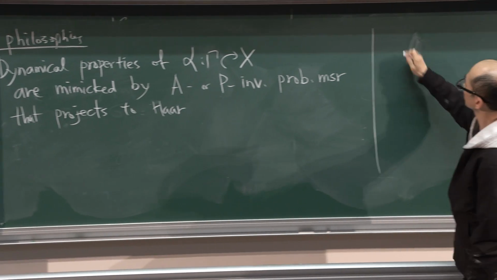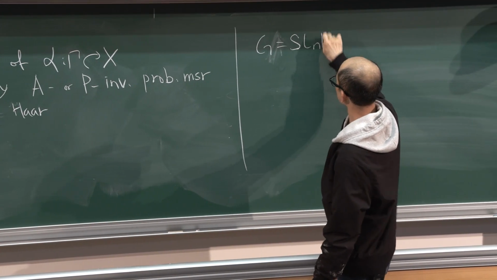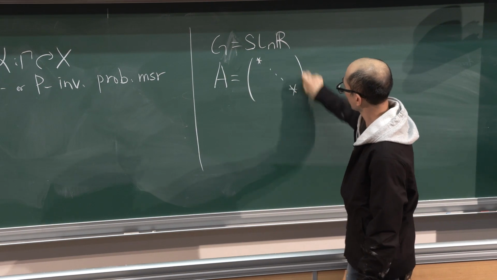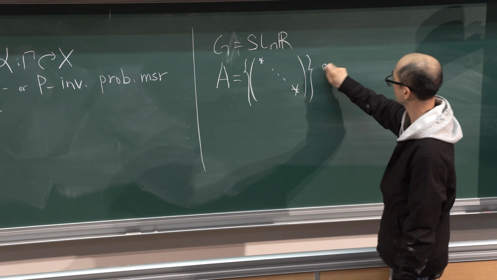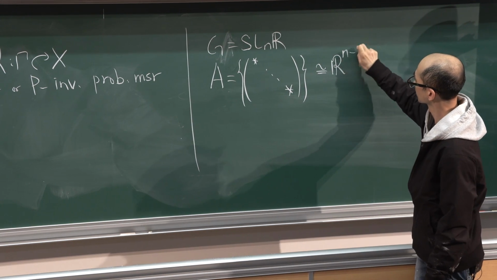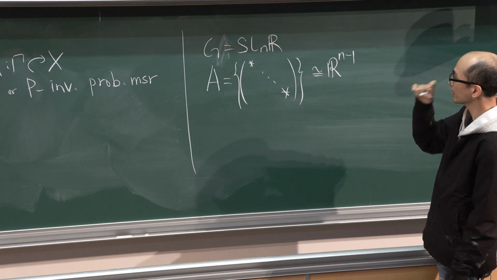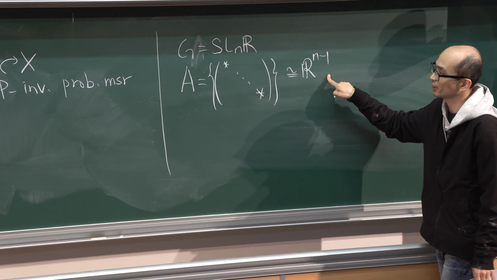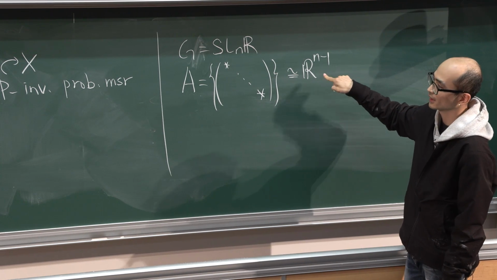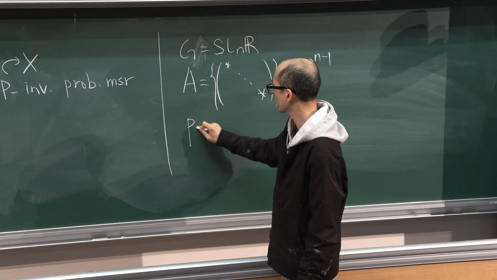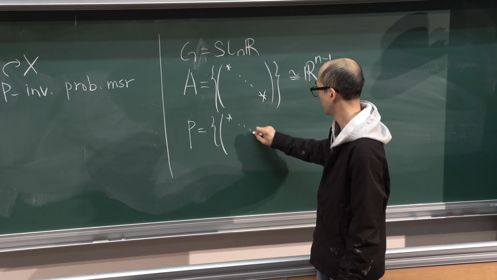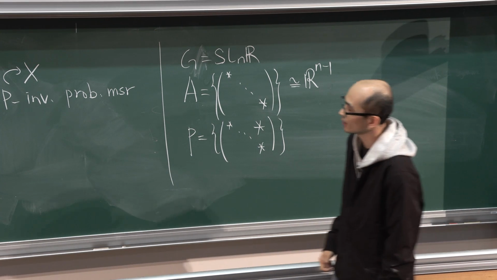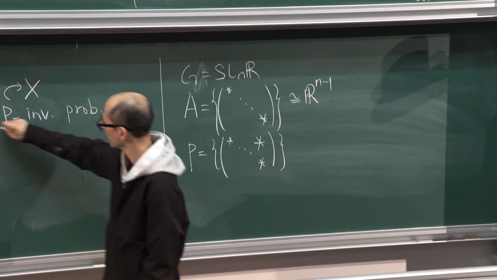Here, A, now I only care about SL and R. So A is diagonal matrices, and this is R to the n minus 1. And because n minus 1 is at least 2, this is rank at least 2. And that's very important. And that's the reason why I call it a higher rank. And P is actually the upper triangular group.